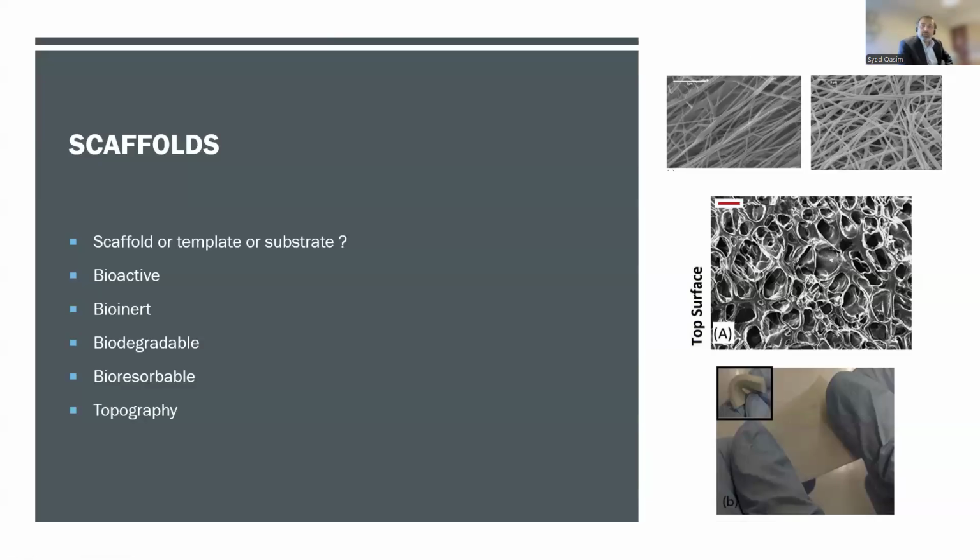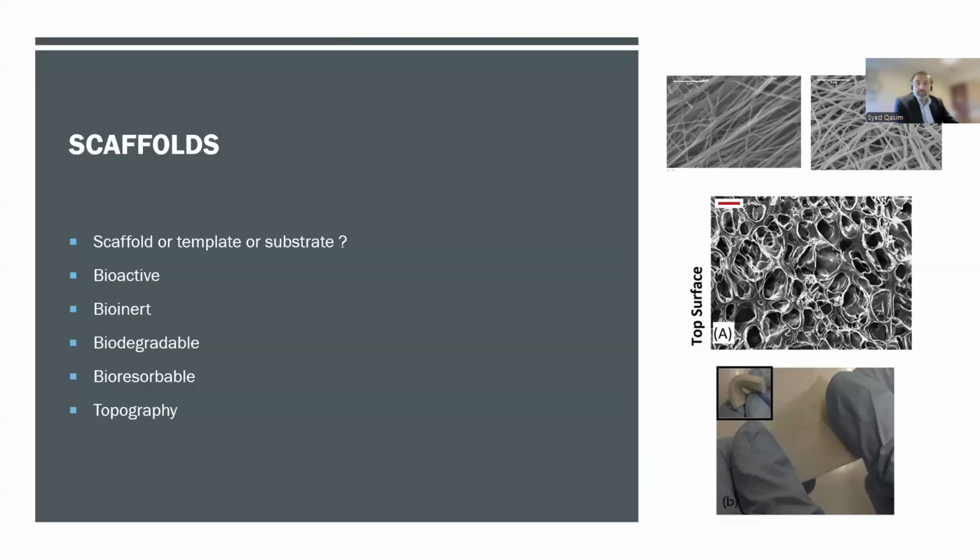Scaffolds can have different structures: one is porous, the other has fibers. These are called fibers. They look like fibers, right? More specifically, they look like your extracellular matrix inside your body.